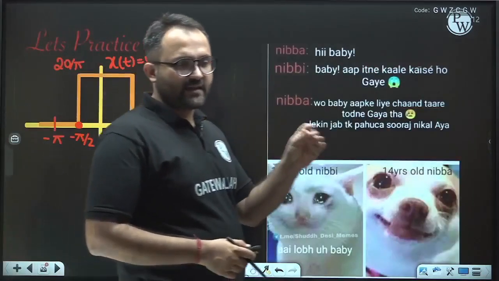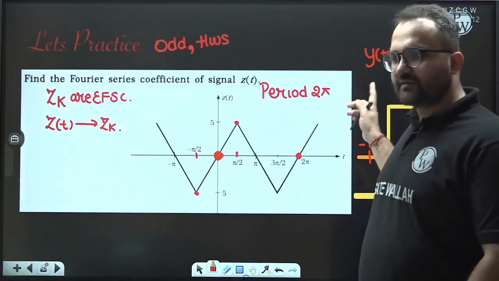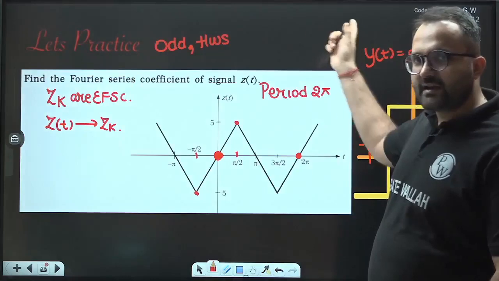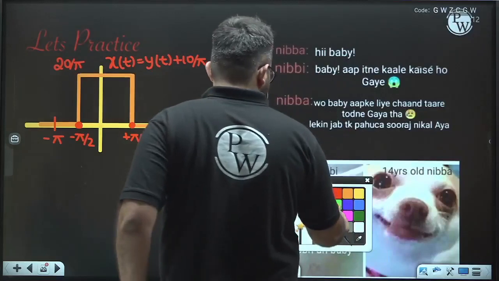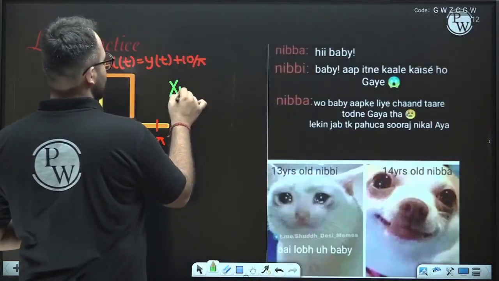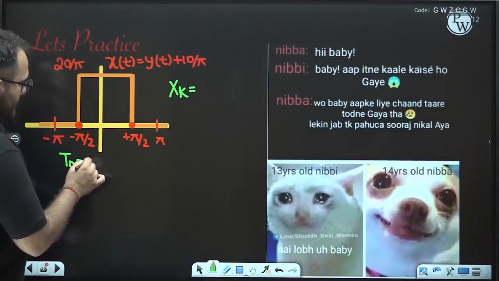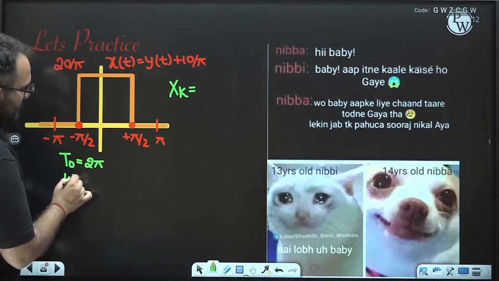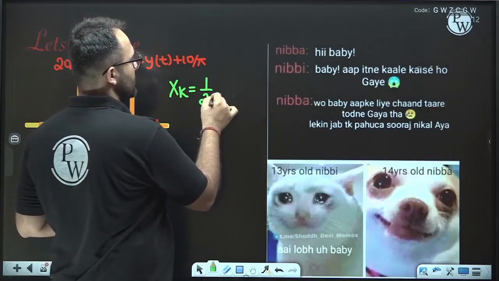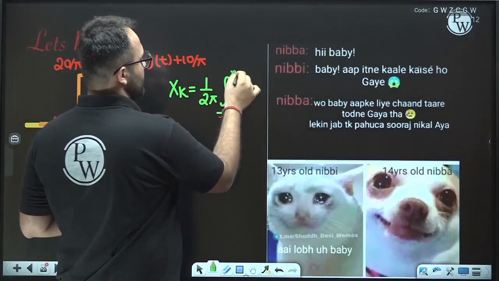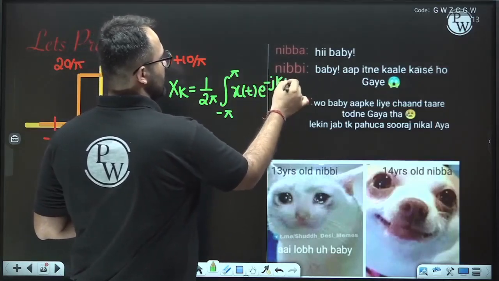Now we will find xk, the Fourier series coefficient of this signal. From here we can get the Fourier series coefficient of yk, and from yk we can get the coefficient of zk. The time period is 2 pi, so omega naught is equal to 1. So xk equals 1 upon 2 pi, integrating from minus pi to pi, e to the power minus j k t dt.